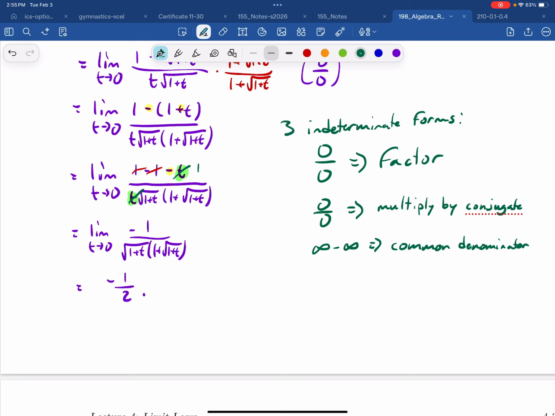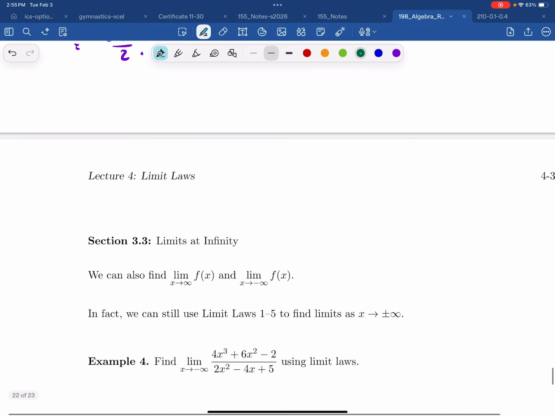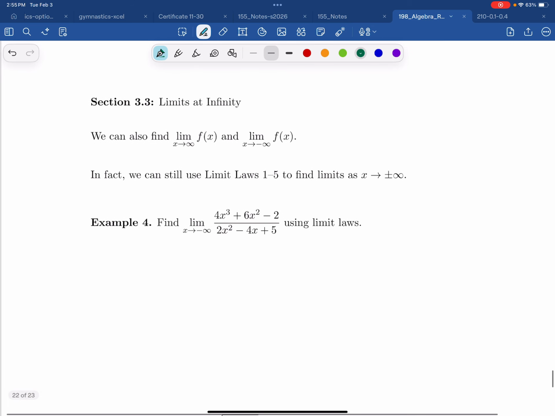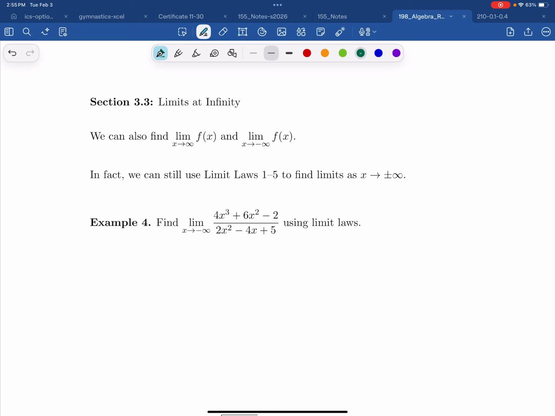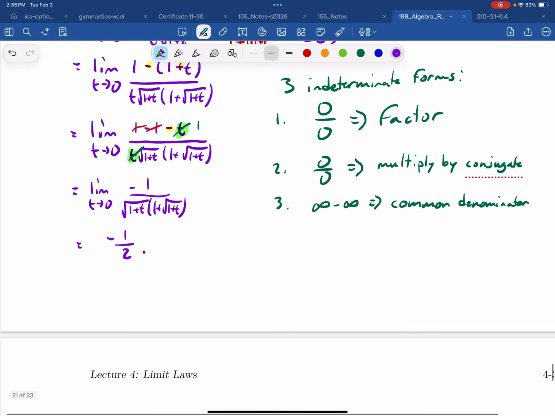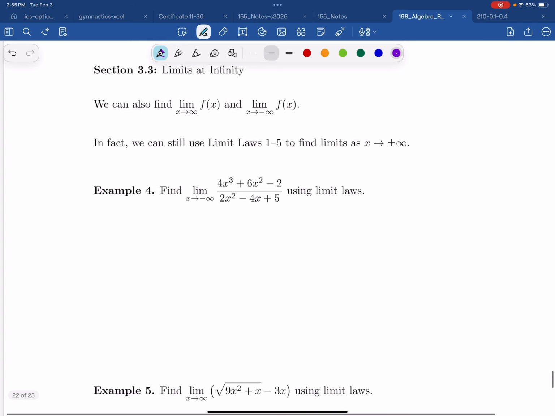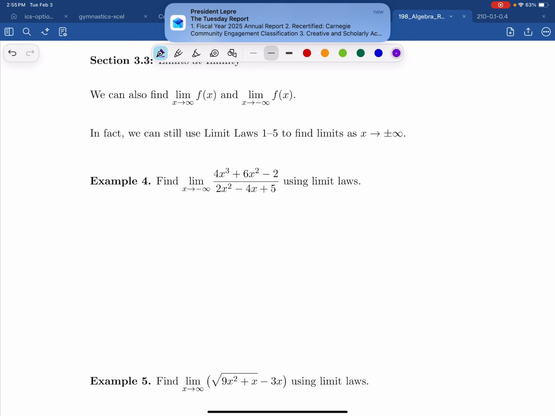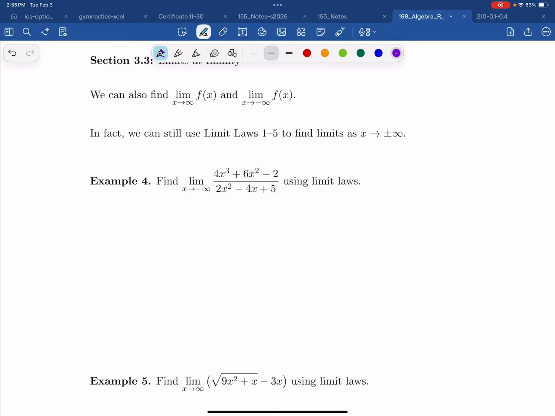Okay. Anyway, we're now going to go to limits at infinity, and now we're going to remember those limit laws, right? Now they're going to be helpful, right? Now that we're done with looking at the 0 over 0 indeterminate forms, what if we look at something like example 4?